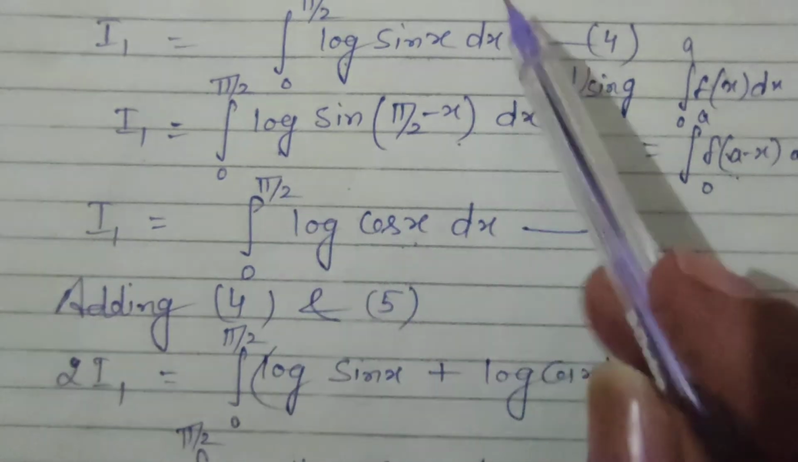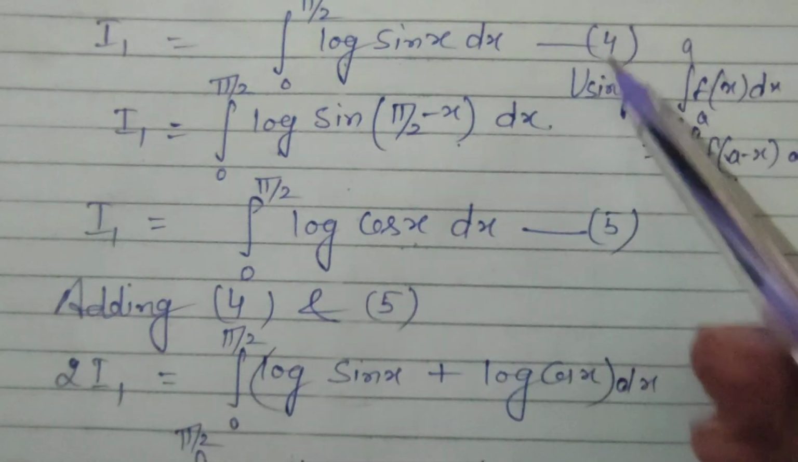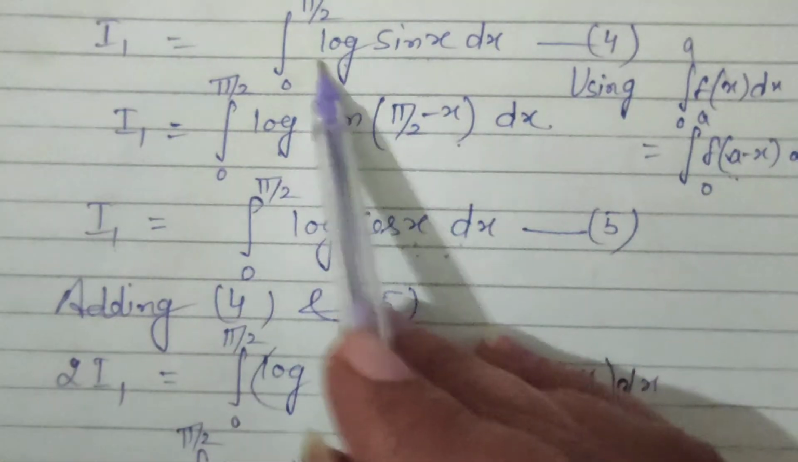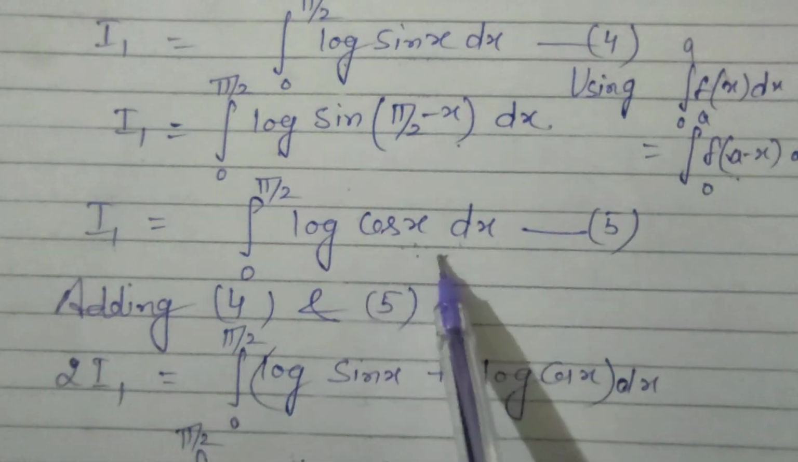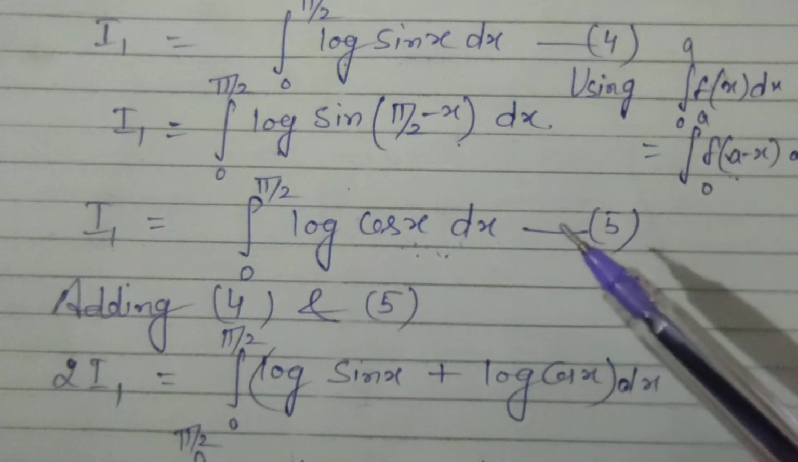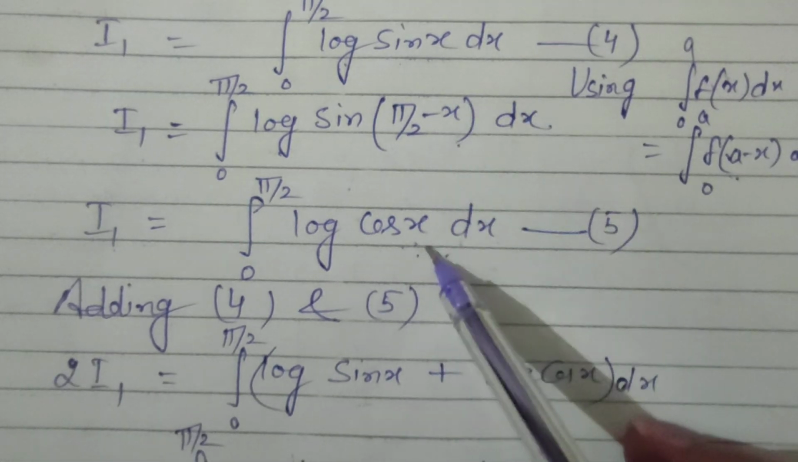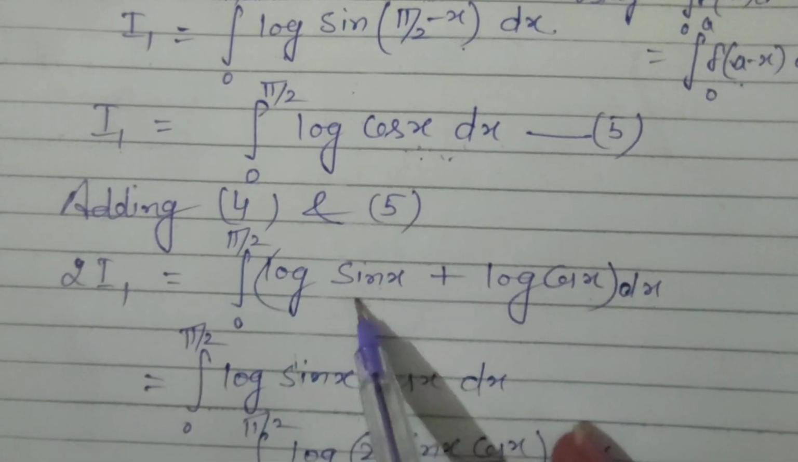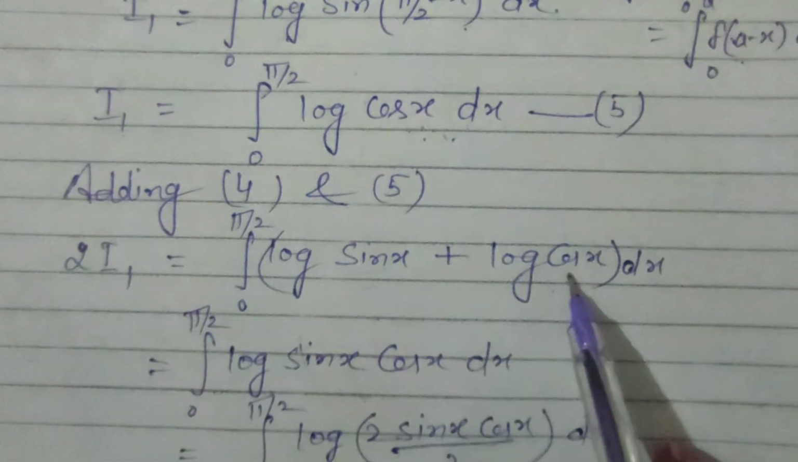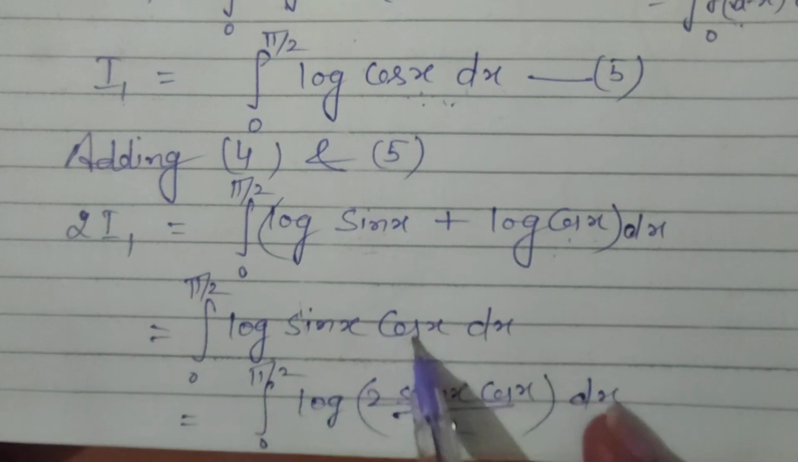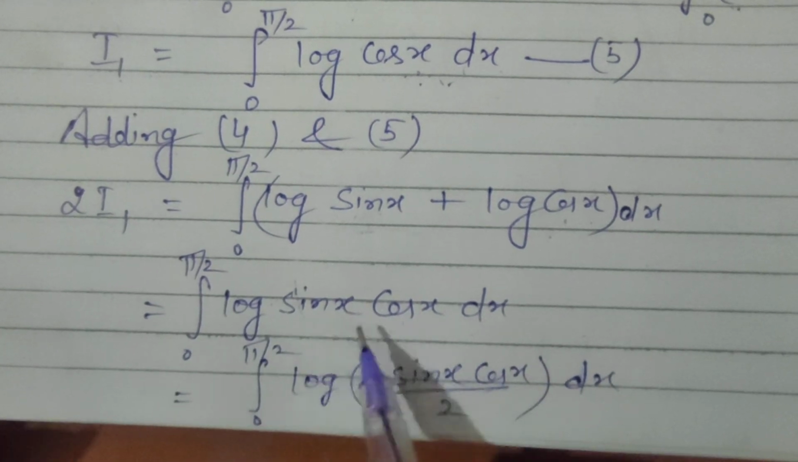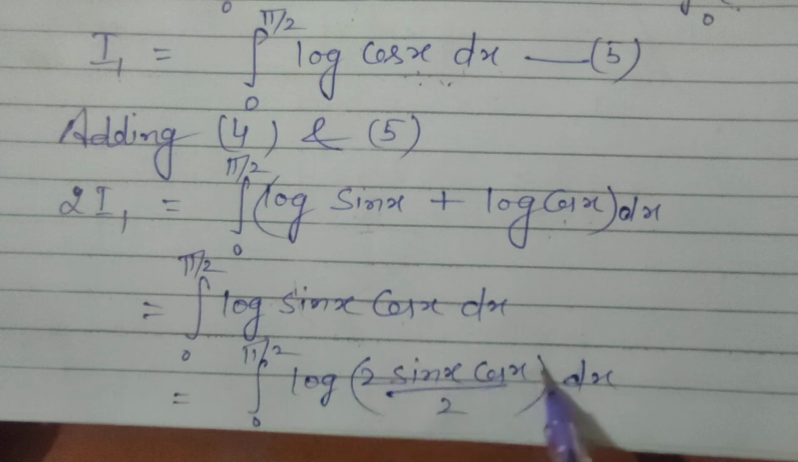Limit is the same. So adding the third and fourth and fifth, we add both. I1 plus I1 is 2I1, equal to log of sin x plus log of cos x. As we did in the first and second questions, in this question also we add. So it will be log of sin x plus log of cos x dx, limit same. Log m plus log n is log m into n, so it is log of sin x into cos x. If we multiply by 2 and divide by 2, then 2 sin x cos x is sin 2x upon 2.